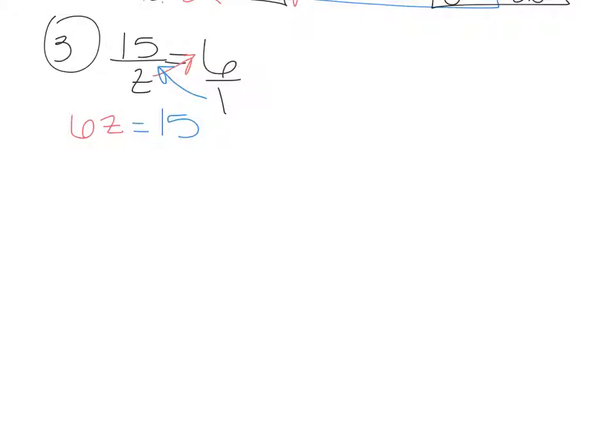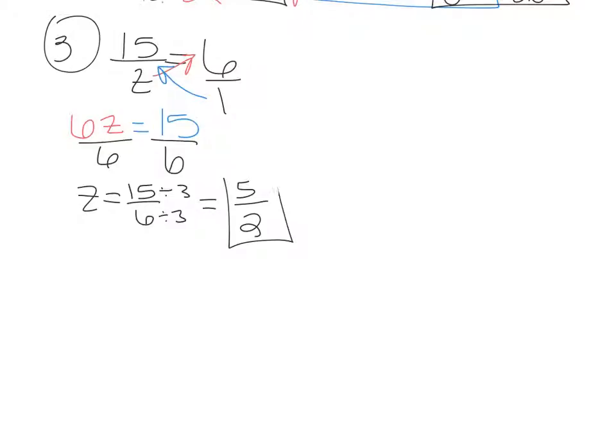If I'm solving for z, how would you get rid of that 6? Divide both sides by 6. This time I have 15 over 6. I do not have to change it to a mixed number, but do 15 and 6 have any common factors? A 3. So I can divide out a 3 from my numerator and denominator, and I'm left with 5 over 2. Okay, number 4.